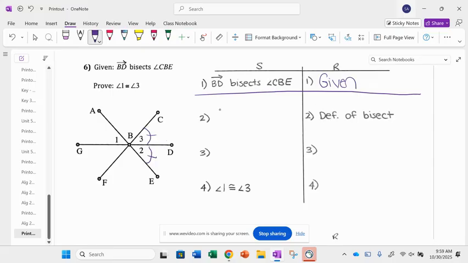So that's going to be my second statement. Angle 3 is congruent to angle 2. And wasn't it the word bisector that led us to believe that? That's why the reason that's written out for you is def of bisect. Does that make sense? Okay, great.